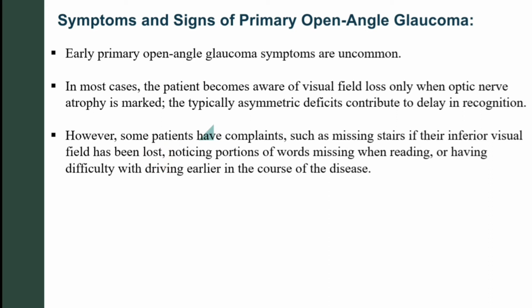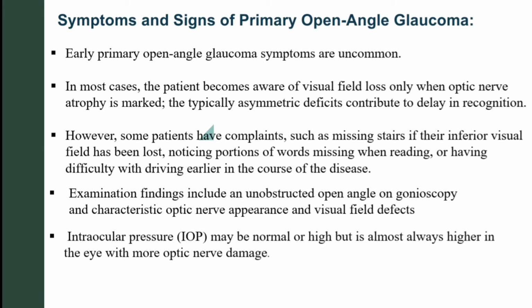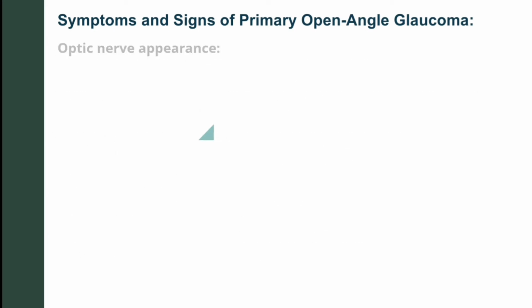Examination findings include an obstructed open angle on gonioscopy, and characteristic optic nerve appearance and visual field defects, right? So we will talk about these. It's very important. The intraocular pressure may be normal or high, but is almost always high in the eye with more optic nerve damage, right?